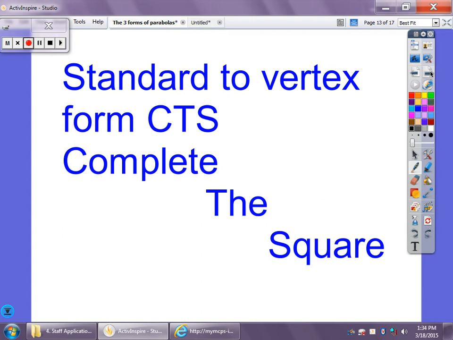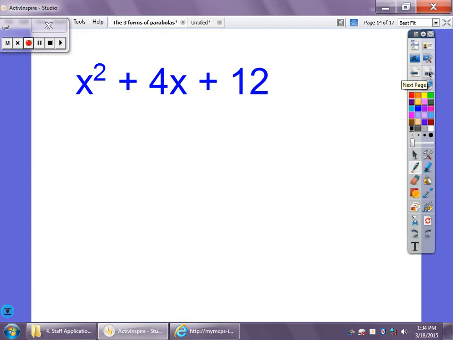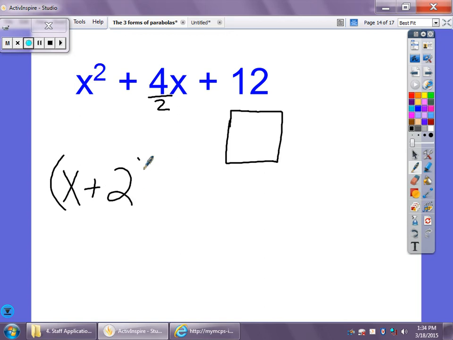Okay, to go from standard to vertex form, we're going to CTS. We're going to complete the square. x squared plus 4x plus 12. I don't like 12 because 12 is not perfect. So let's replace it with a perfect square. My b value is 4, so I'm going to go ahead and divide that by 2, meaning that my equation is going to be (x plus 2) squared. 2 squared is 4. How do I get from 12 to 4? Let's subtract. 12 minus 4 is positive 8. So I went from standard to vertex by taking half of the b, squaring it, taking the current c, subtracting the c that I would like, and I get plus 8.